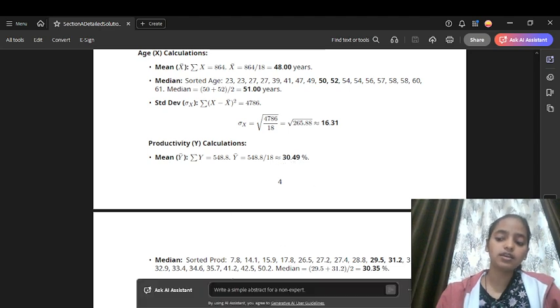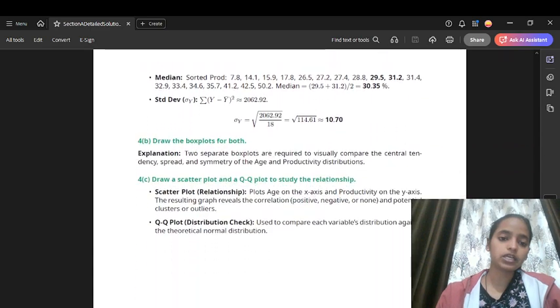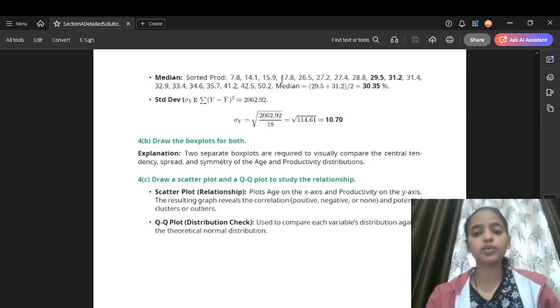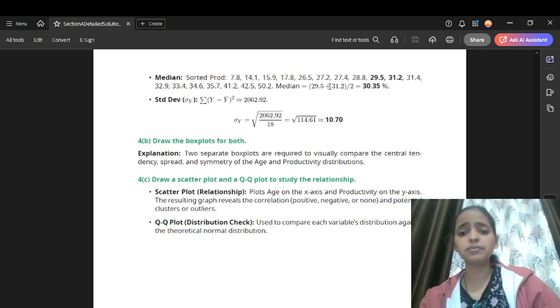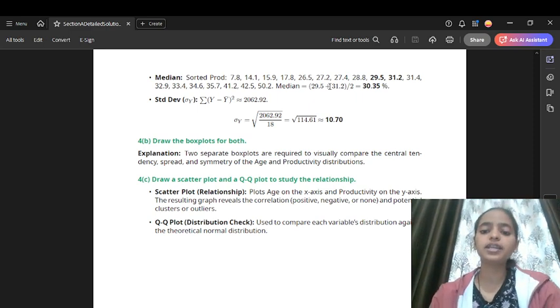Now median is sorted productivity, that is 7.8, 14.1 and so on, and calculating these values we get 29.5 as one median value plus 31.2 as the other, upon 2, equal to 30.35%. Standard deviation should be calculated in the same way. And now draw the box plots for both.